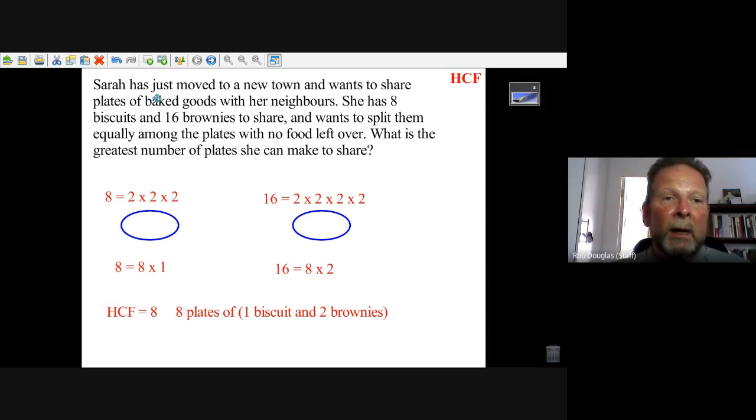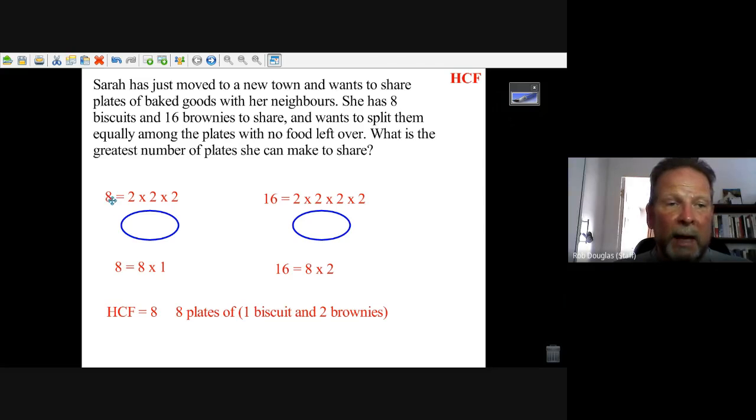Sarah has just moved to a new town and she wants to share plates of baked goods with her neighbors. She has 8 biscuits and 16 brownies to share and wants to split them equally among the plates with no food left over. What's the greatest number of plates that she can make to share? Well, this turns out to be a highest common factor problem.